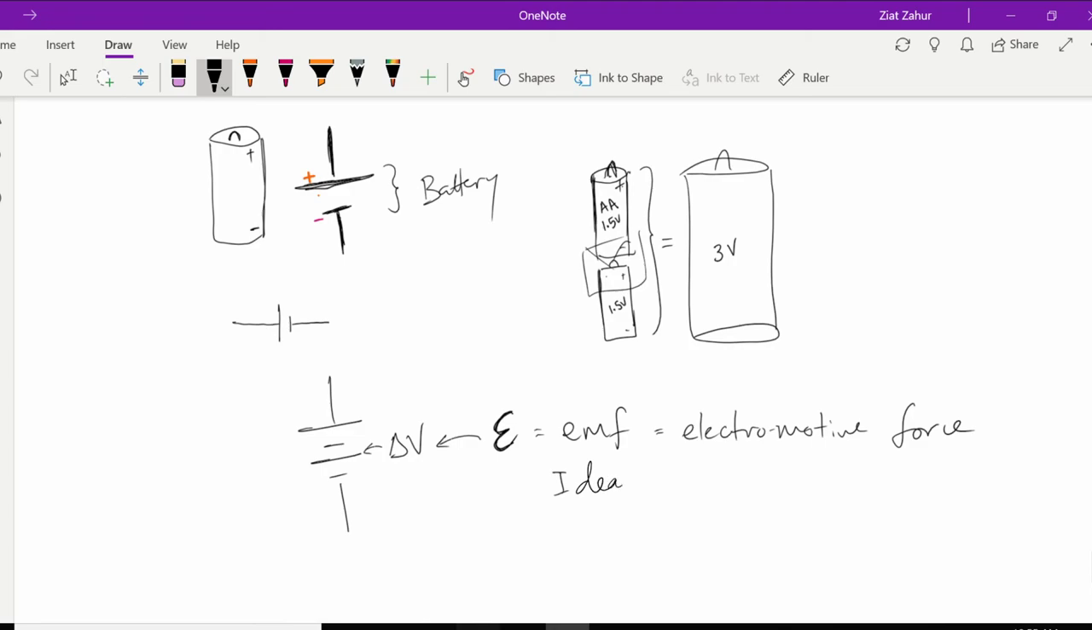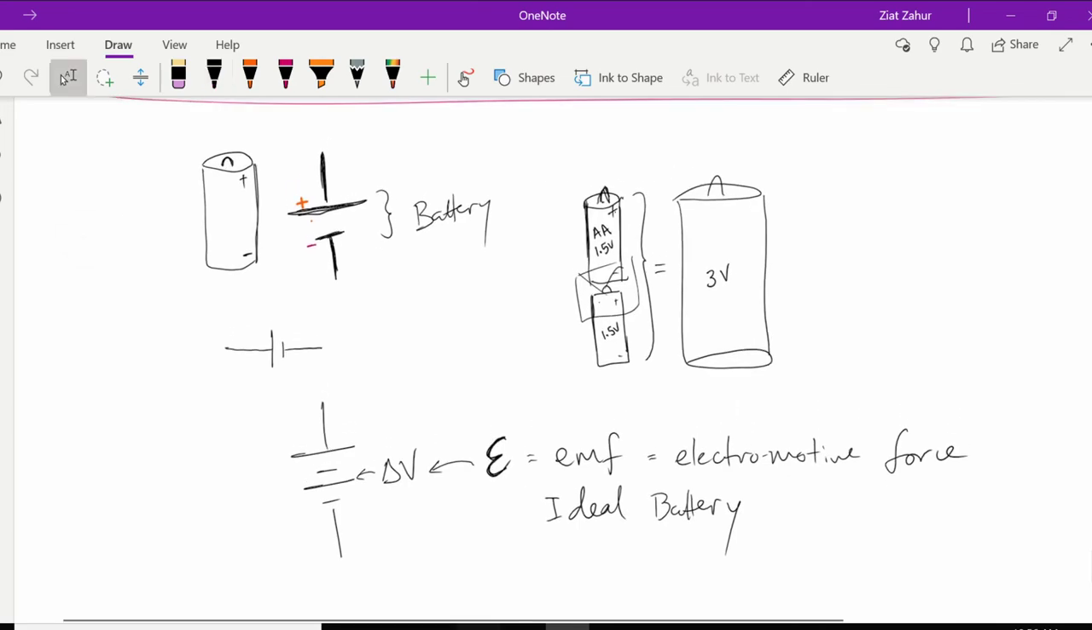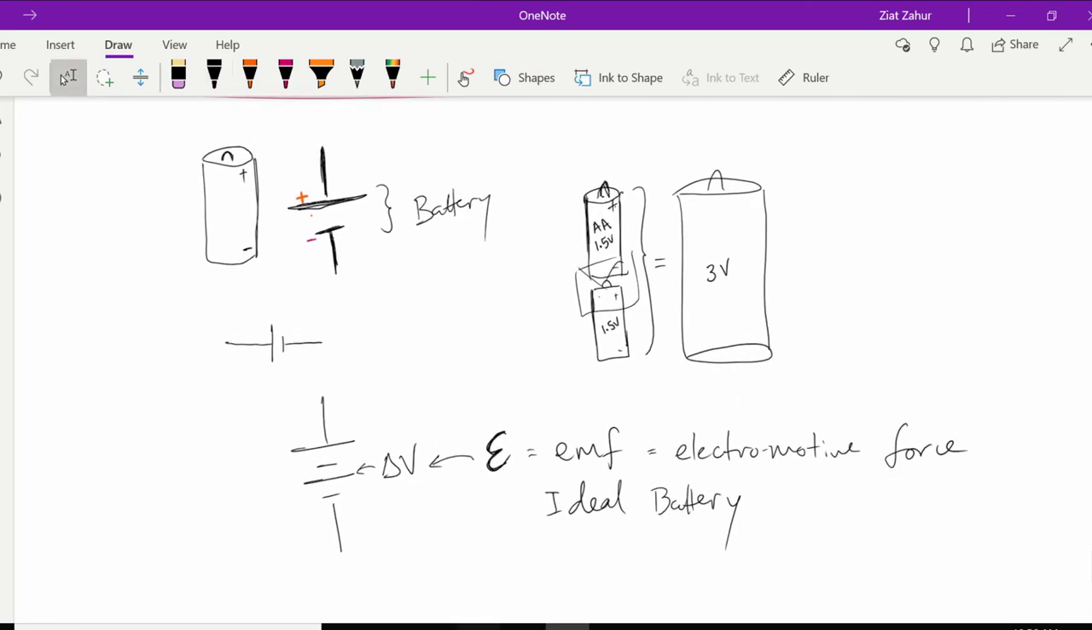But you can call it an ideal battery. The reason for this is that actual batteries have a tiny bit of resistance inside. It's called an internal resistance, little tiny r. So as you put more load on the battery, the voltage of the battery will actually drop and not stay constant. Whereas this epsilon, this EMF, is an ideal battery, so the voltage is always exactly what it says it is, no matter what you're doing.